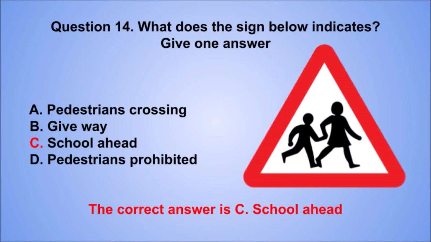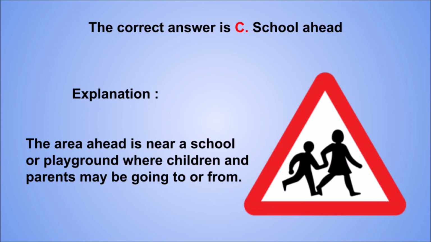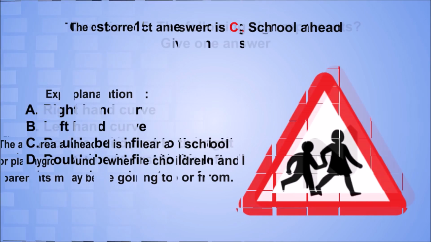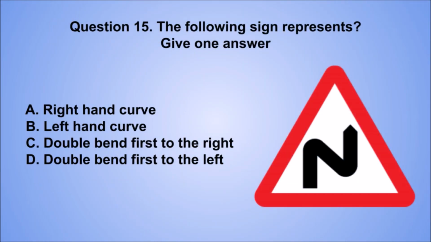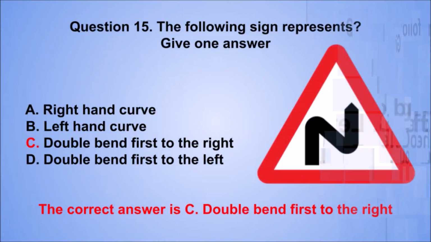School ahead. Explanation. The area ahead is near a school or playground, where children and parents may be going to or from. Question 15. The following sign represents, give one answer. A. Right-hand curve. B. Left-hand curve. C. Double bend first to the right. D. Double bend first to the left. The correct answer is C. Double bend first to the right.